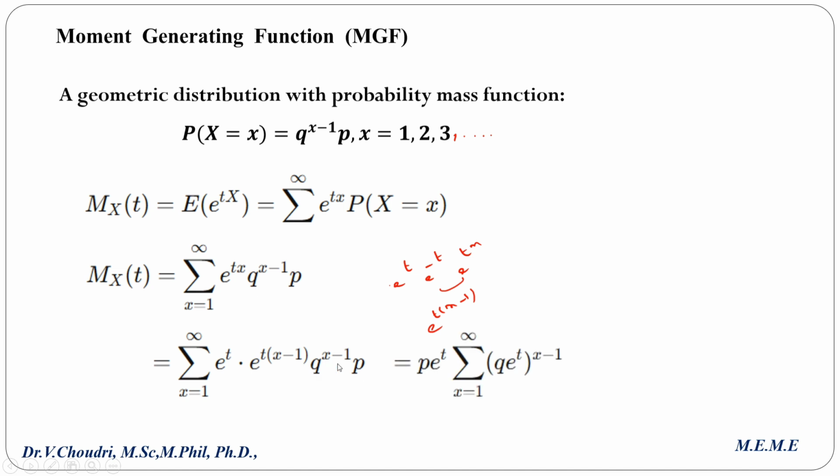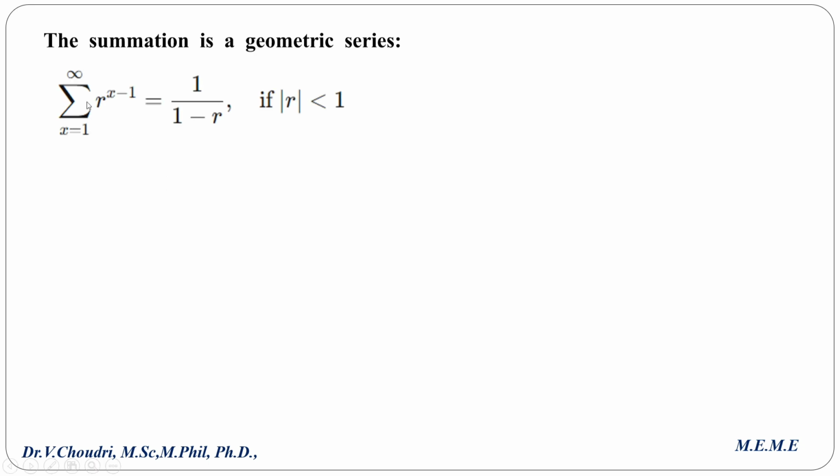Now, what is the answer? Here the summation depends only on x, so p and e power t are constants, and we have to take them outside. Now, why do we form the summation x equal to 1 to infinity of q e power t, power x minus 1? We have a reason. The summation is a geometric series. The summation x equal to 1 to infinity of r power x minus 1 can be written as 1 by 1 minus r, if r is less than 1.